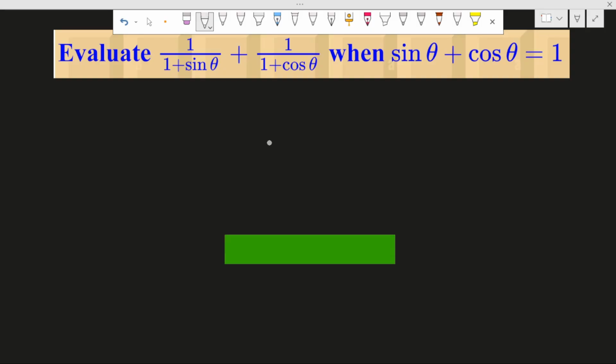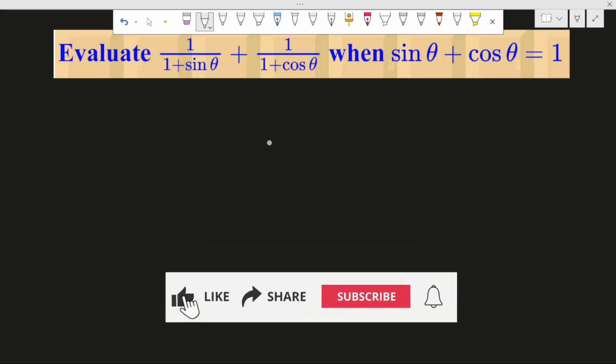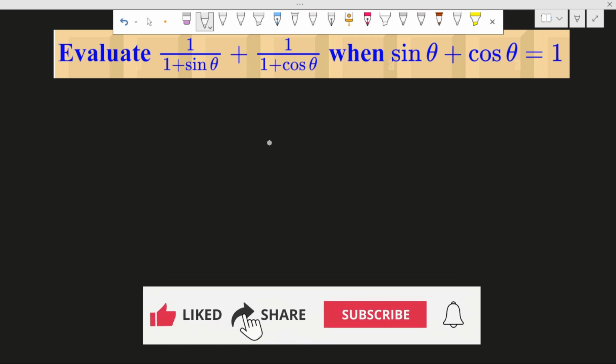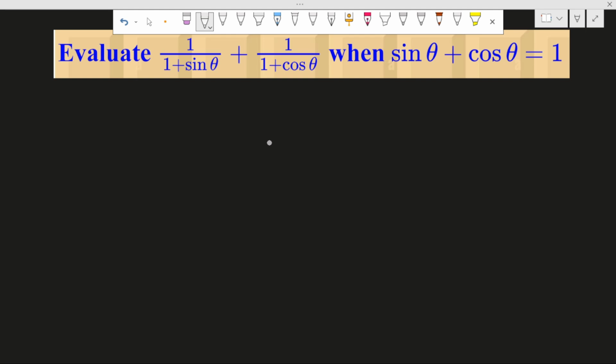Welcome all of you. This question is from trigonometry. The question is: evaluate 1 by 1 plus sin theta plus 1 by 1 plus cos theta, when sin theta plus cos theta is equal to 1. Here the given condition is an equation.